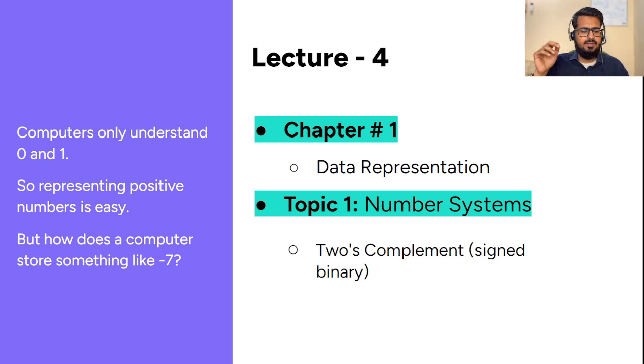Hey guys, have you ever wondered, if computers are only using zeros and ones in their number system, how they are going to perform the calculation of negative numbers? The idea to do the calculation of negative values is called two's complement or signed binary. How does it work? Let's discuss this.